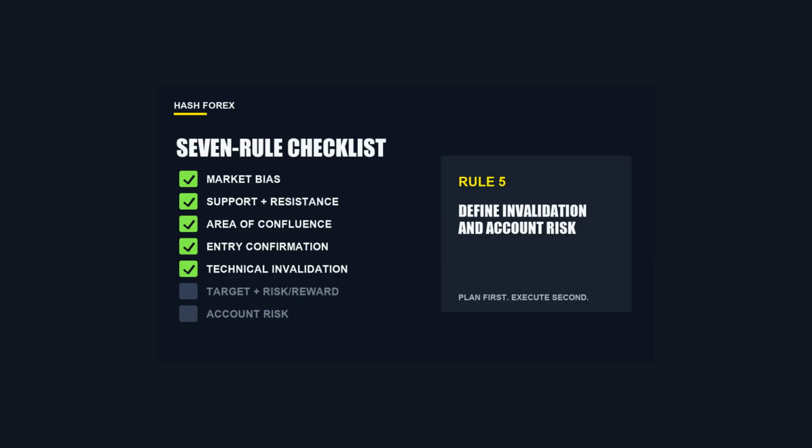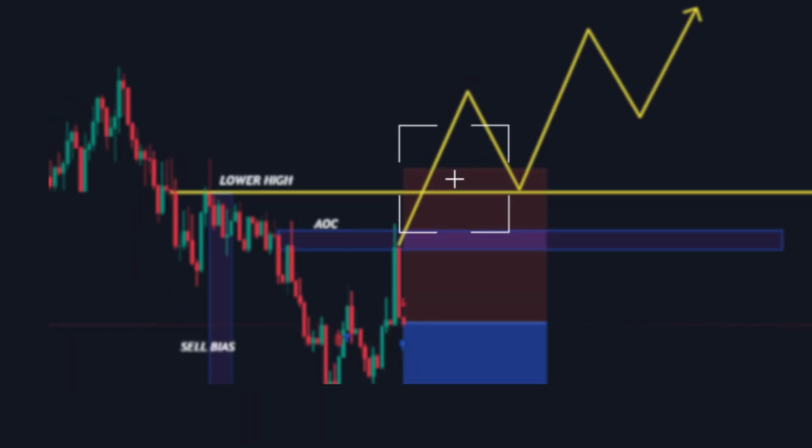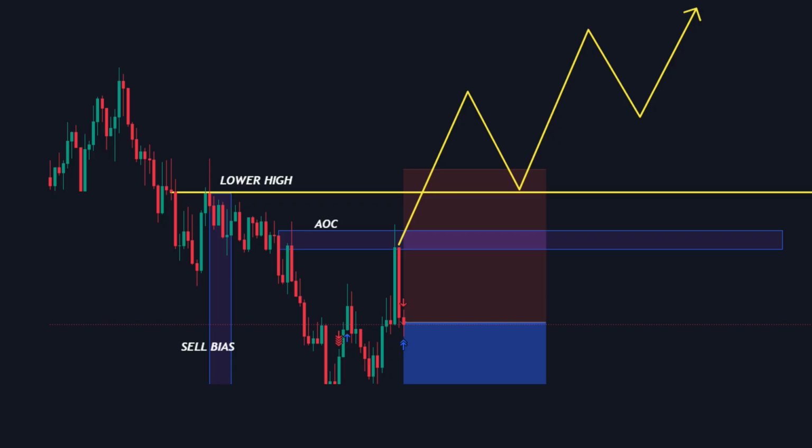Rule number 5. Define invalidation before calculating profit. The red area above the entry is not decoration. It shows where the trade idea is invalid. If price breaks through the AOC, trades above the retest high, and begins accepting above resistance, the bearish setup has failed. At that point, staying in the trade because we hope price will return is not analysis.